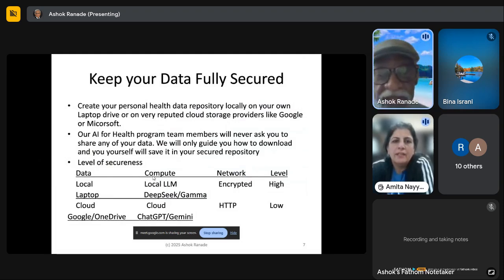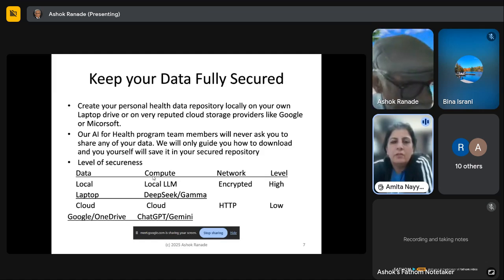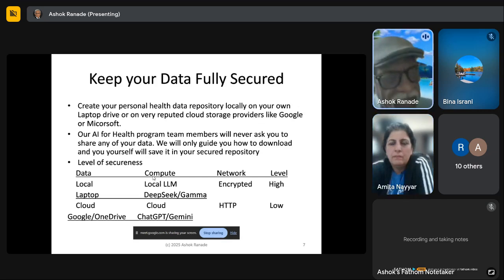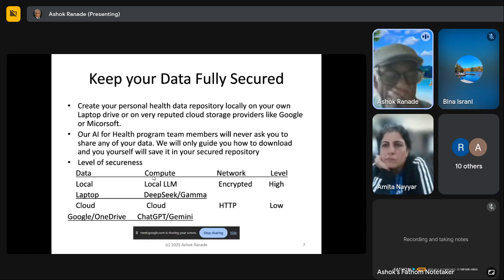Ashok, can I interrupt you? Yes, please. One question: how can we get the data from our general practitioners? Are they giving it to us? I understand they do not give us the data. That's correct, we are not getting it from them. That is one area where I think in due course of time they will start giving, but as of now, it's not a common practice.